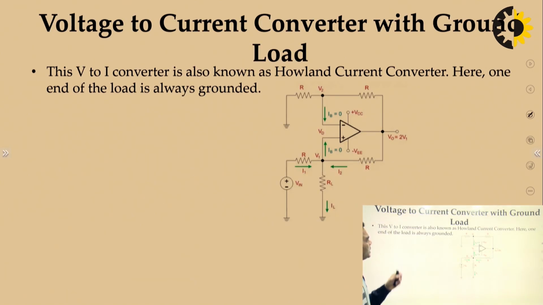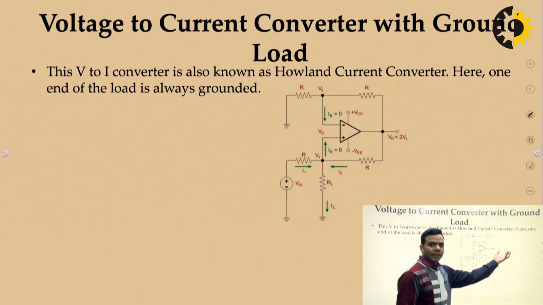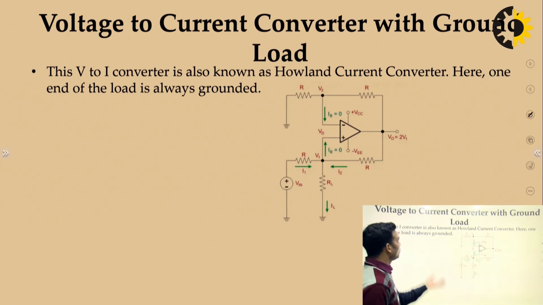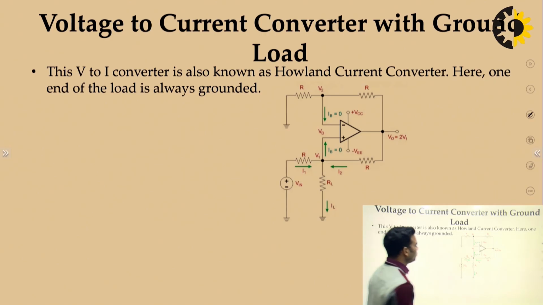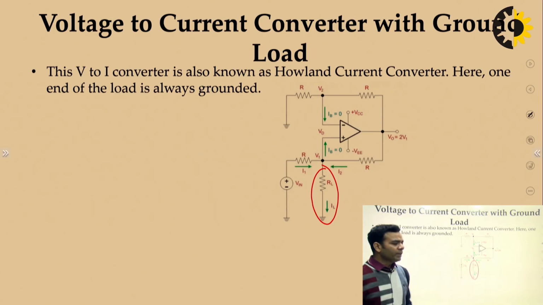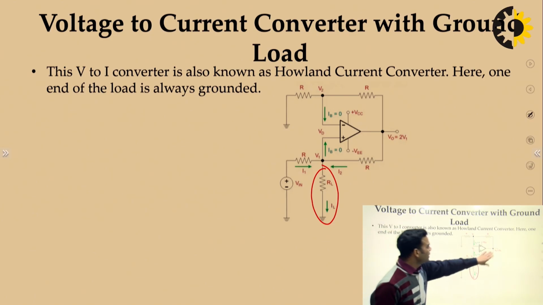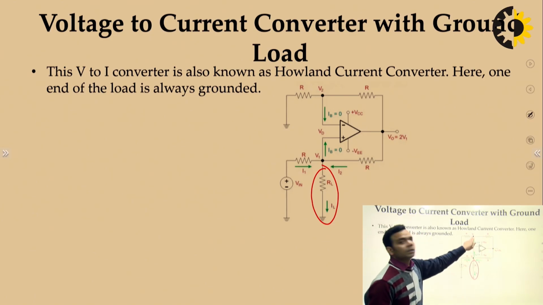And now you can see the next circuit. We are applying voltage and getting the current here, so this is again a voltage to current converter, but with grounded load. Now you can see that this load is grounded. In the previous case, this load was not grounded; it was connected between the output and this terminal V2, but now it is connected to ground.